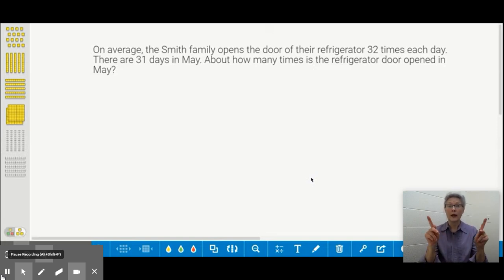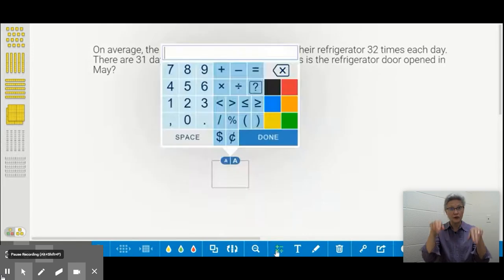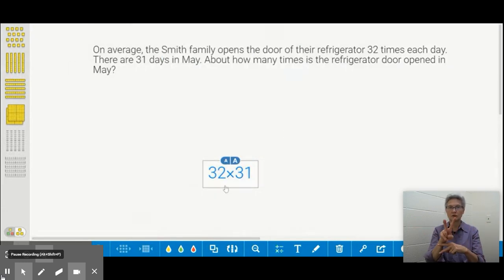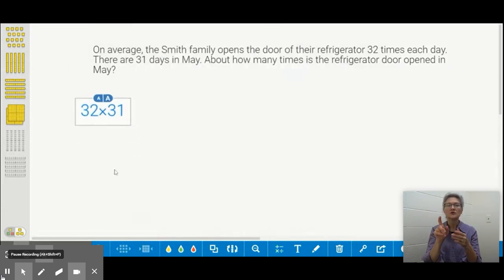Okay. So I read this again and I'm thinking, well, if they open the refrigerator 32 times every day and there's 31 days in May, I think that I would multiply 32 times 31 to get how many times they've opened the refrigerator door in May. So I'm just going to write out that equation. So it would be 32 times 31. So I'm going to put that here. I'm going to use an estimate both to check the reasonableness of my answer, and an estimate can be a quick way to solve it mentally.